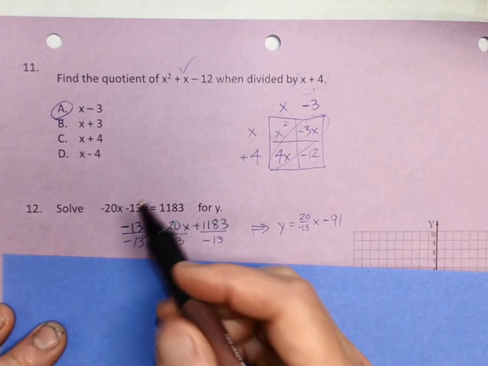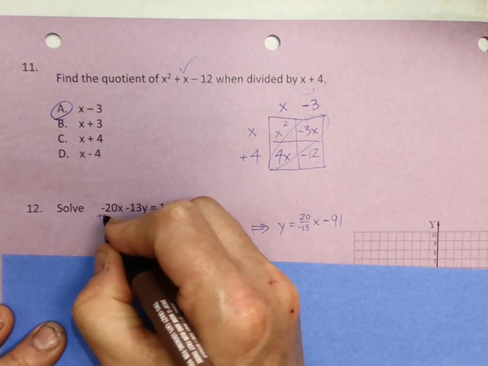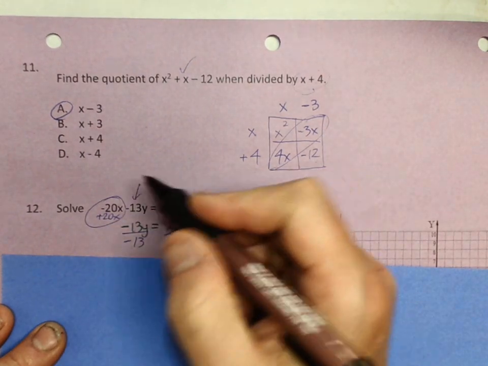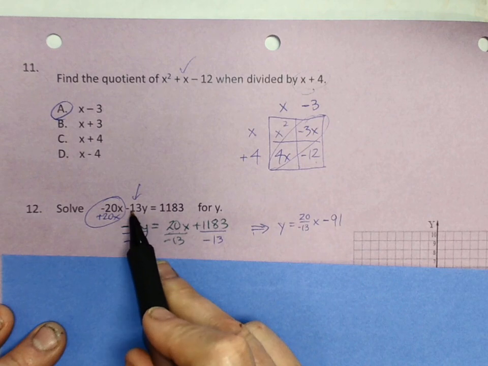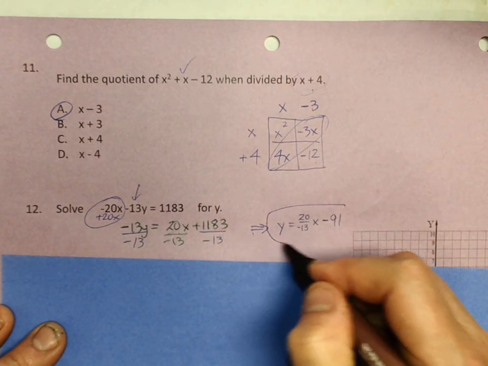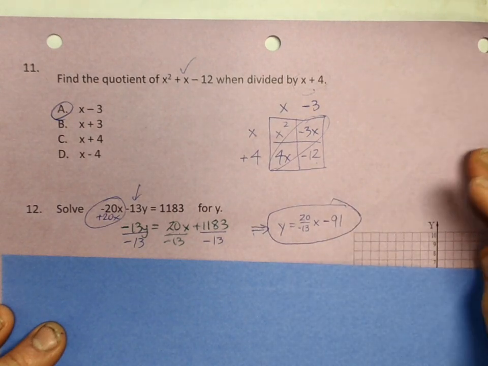Solving for y, I'm going to subtract or add 20x to both sides to zero that out, and then I'm going to divide by the number. Please don't forget that negative in front of the 13. I'm dividing by -13, and so there's your answer right there.